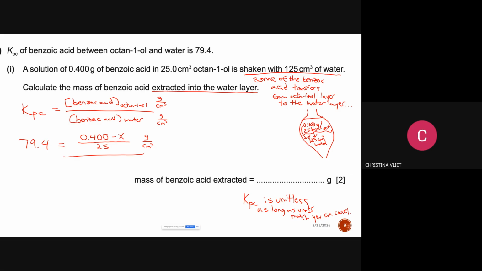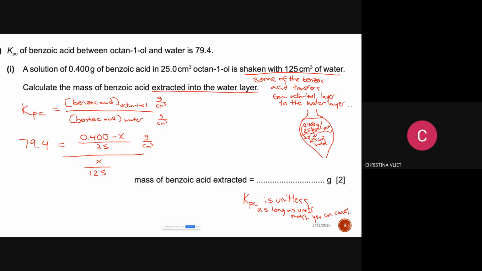So how many grams of benzoic acid are going into the water? X. We don't know. That's how much transferred, right? So X would be going in the water. And how much water is there? 125. Doing it this way eliminates as many unit conversions as possible, knowing that all the units cancel. So it saves you some time and pain. But this is still painful.